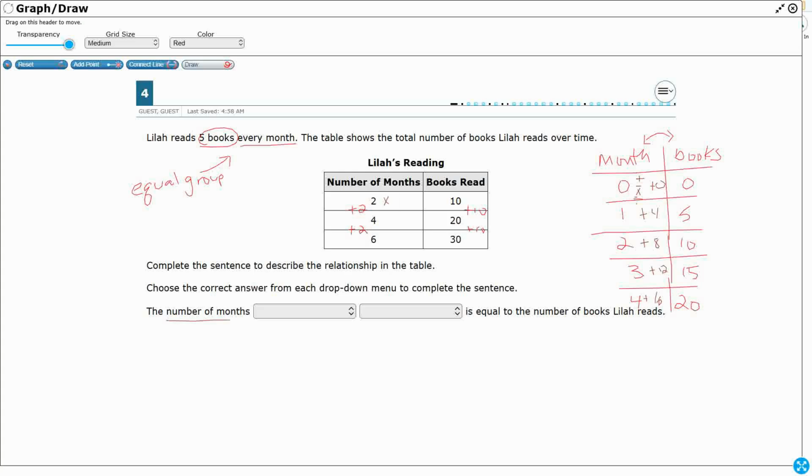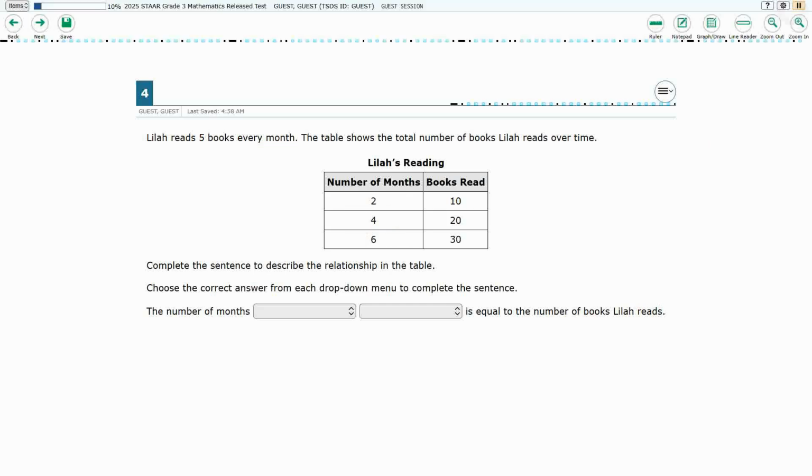So let's use this big table right here. They want us to multiply. So let's think. What can we multiply by 2 to get to 10? Well, that would be 5. What can we multiply by 4 to get to 20? That would be 5. What can we multiply by 6 to get to 30? That would be 5. That's what this means. When we have equal groups, 5, that's actually the answer. That means 5 every month means times 5. They gave you the answer right there. So our rule is times 5.